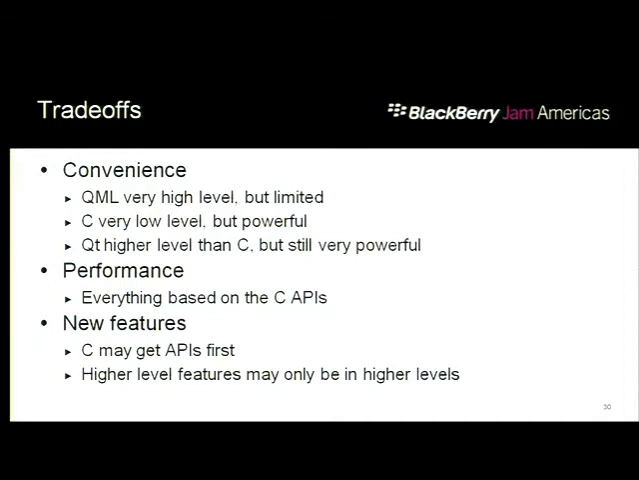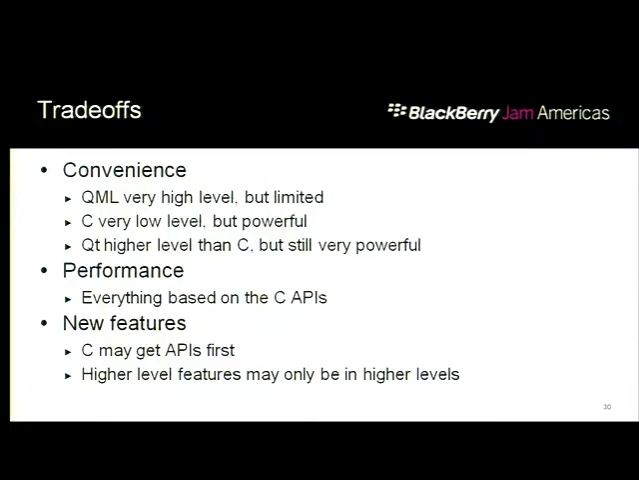The other thing, it's not really an issue now, but C may get APIs first, just because the APIs are built in C, and then the Qt layer implements them. So it's possible that something will get implemented in C, and then it just won't make it in time to be released for some version of the SDK. It won't get a Qt equivalent, but I don't think that's happened yet.